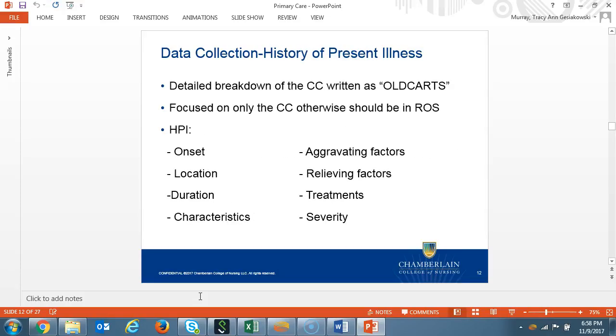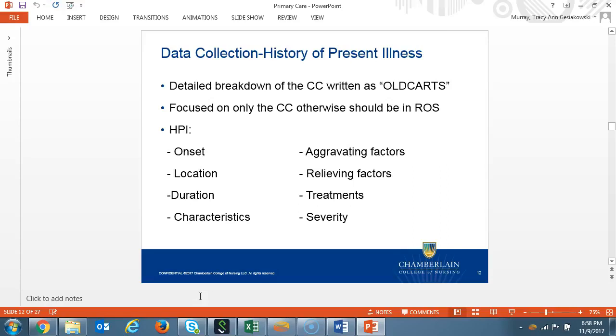The HPI is a detailed breakdown of the chief complaint, written out as the old CARTS acronym. Each letter in the acronym represents important information about the chief complaint, which will help you develop a differential diagnosis. The HPI is focused on the chief complaint only, so each letter of the acronym should address that one issue. Any additional information that you feel is pertinent to report in the case, but is not directly related to the chief complaint, should be reported in the review of systems.